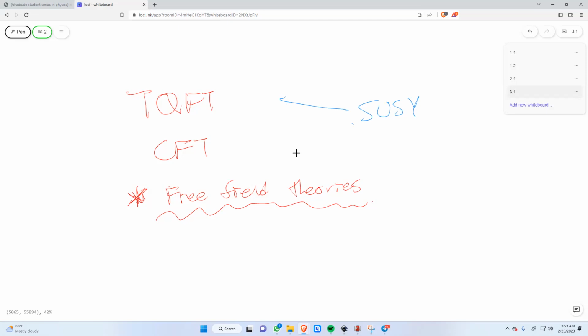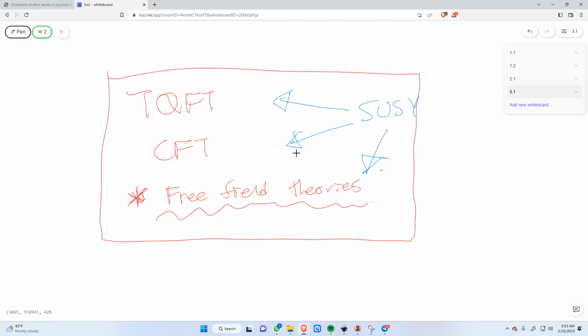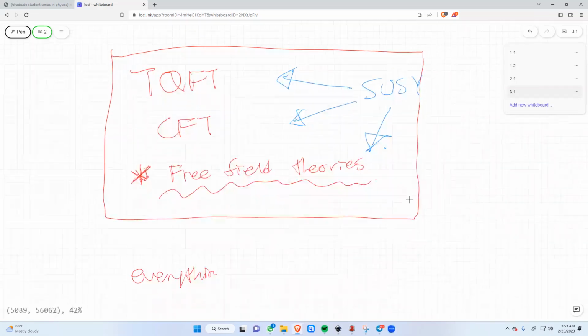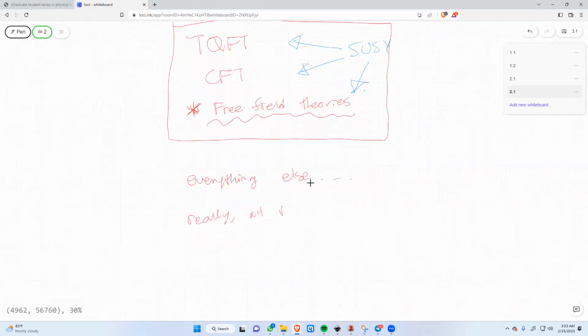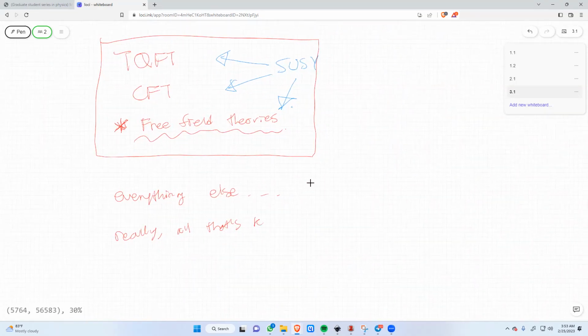I see. So the moral of the story is, if you want to do physics mathematically, this is all you need to know. But it's still a lot. Everything else, really all that's known are some limits of the theory. See. Cool.